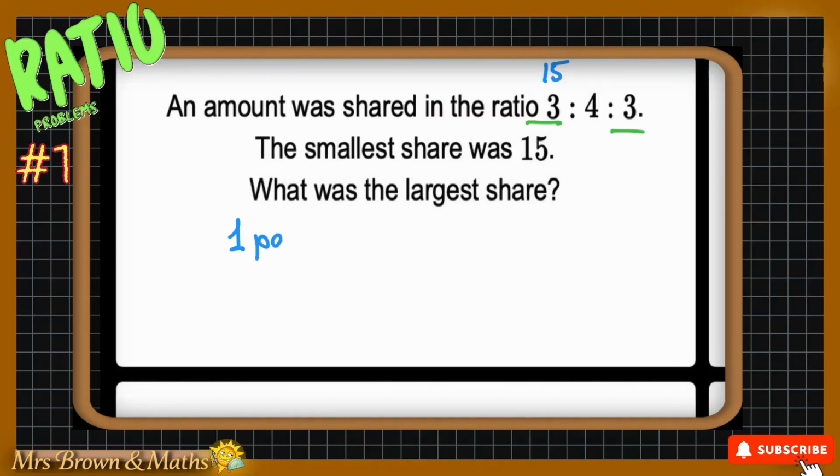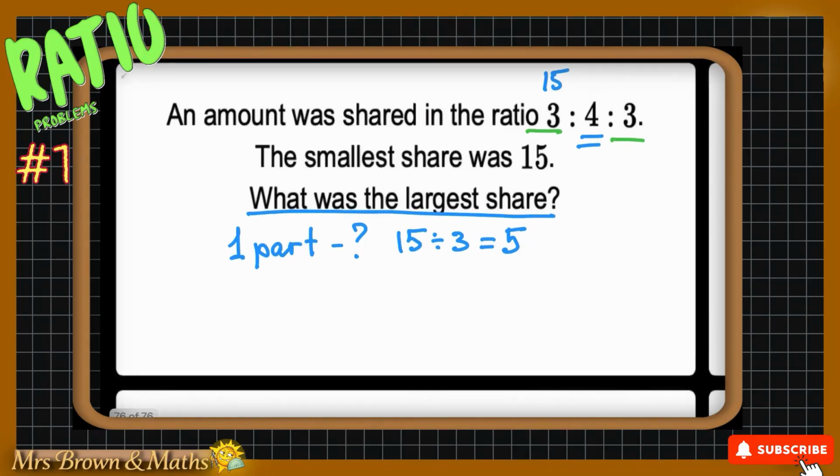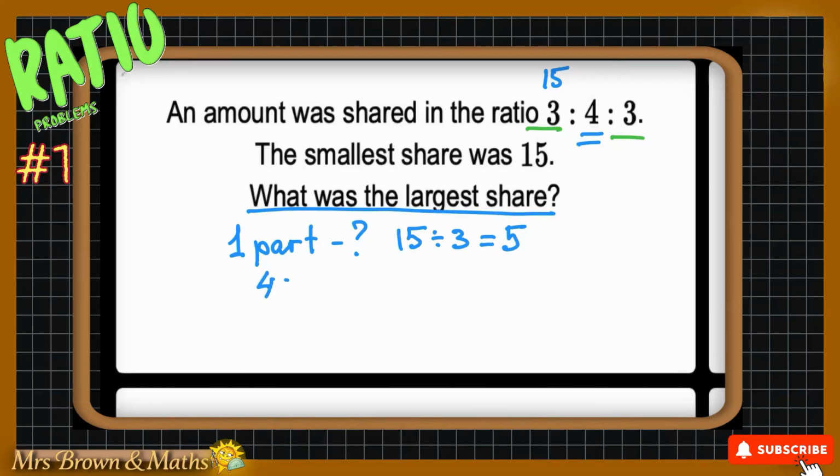Have a look. Smallest share is 3. We have actually two smallest shares, and we know that the amount for 3 shares is 15. So how to work out one part, one share? 15 divided by 3. The value of one share is 5. If you write it down on your exam paper, you will get 1 mark.